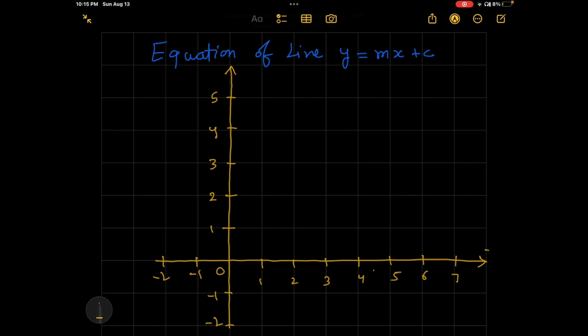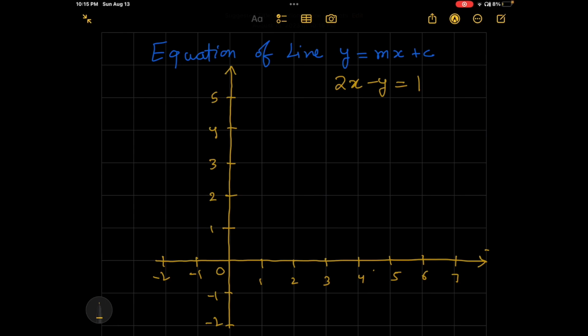So here it is, y is equal to mx plus c. How to understand the equation of line and how to plot it on a graph. 2x minus y is equal to 1. This is an equation. To understand this in terms of y is equal to mx plus c and to plot it, first we have to move around the terms and rearrange it so that it looks in the format y is equal to mx plus c.